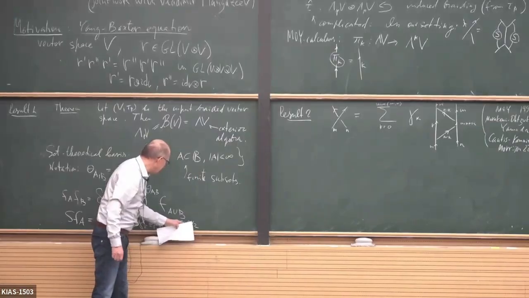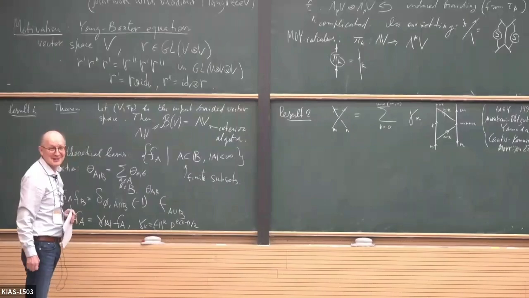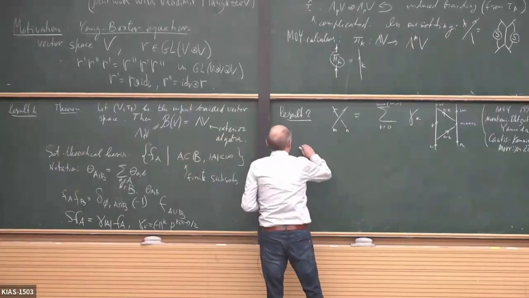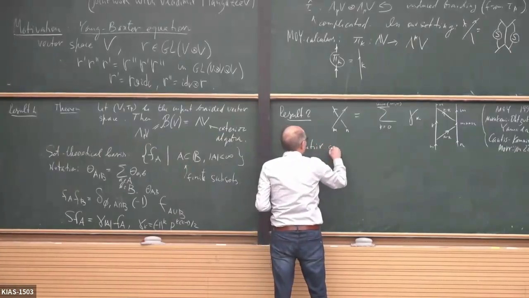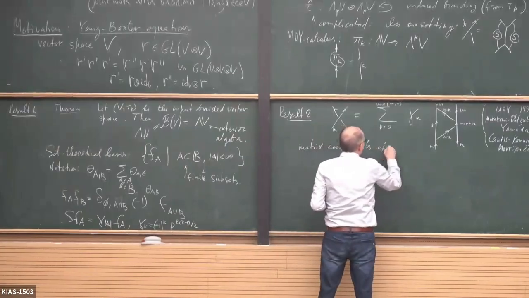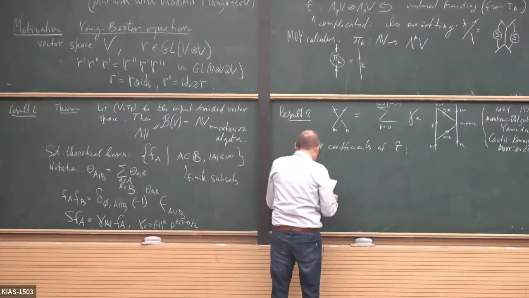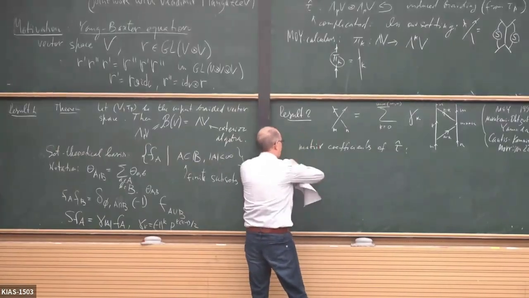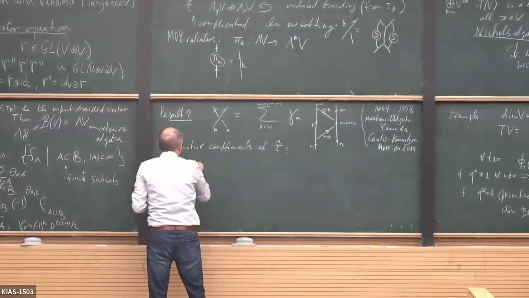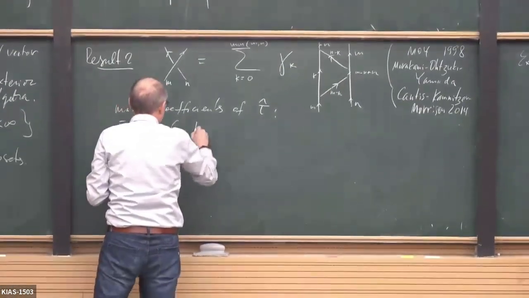P to the power k, where k minus 1 half is an integer. Okay, so matrix coefficients of tau hat. Let me just make a little preparation. So we take E, F, G, H.